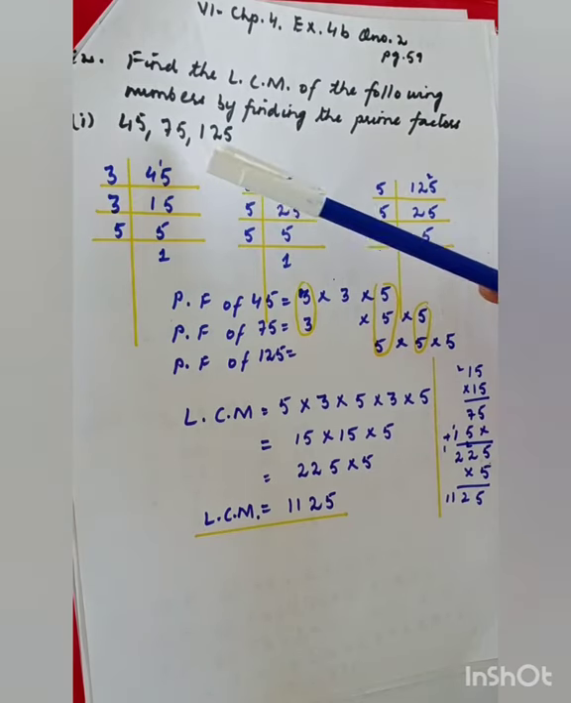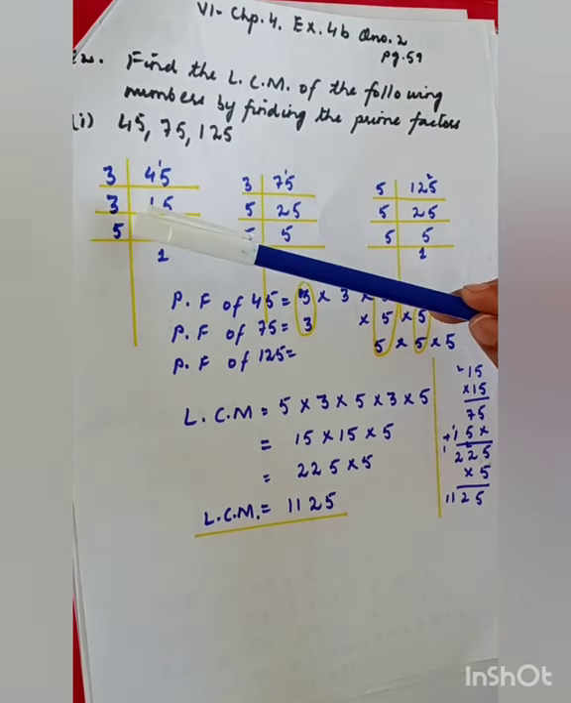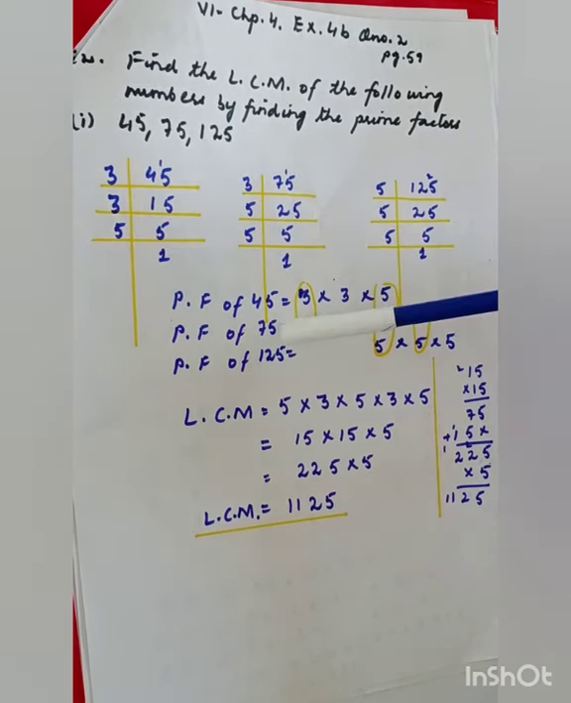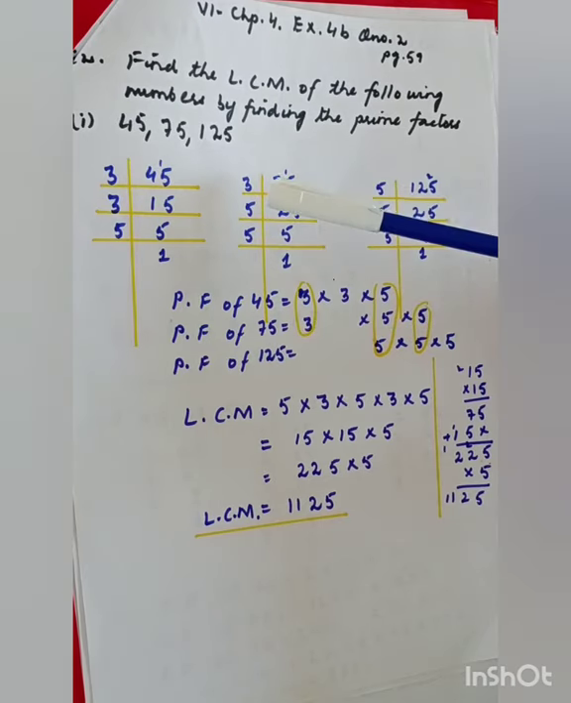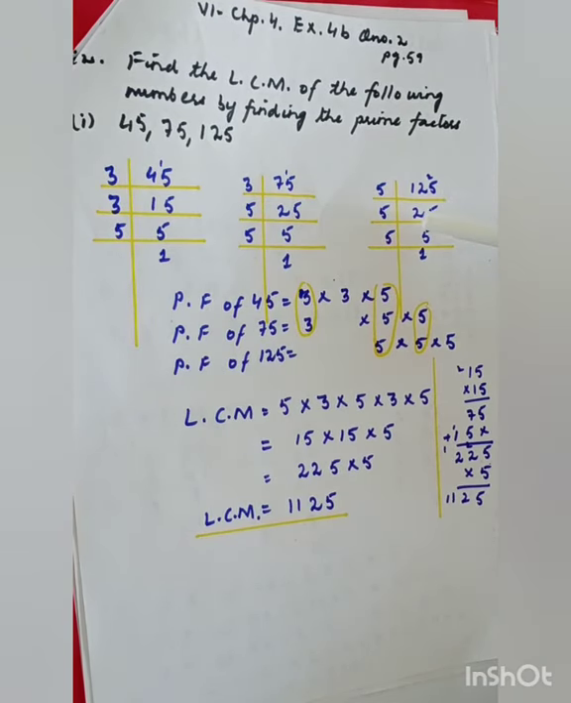So what are the prime factors of 45? 3 into 3 into 5. Prime factors of 75 are 3 into 5 into 5. Prime factors of 125 are 5 into 5 into 5. Now when we are writing it, it is better that we write the common numbers below each other, like 3 below 3, 5 below 5, so it is easier for us to solve.